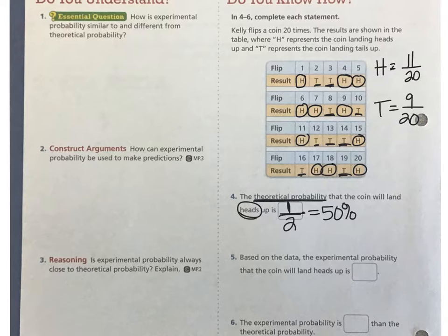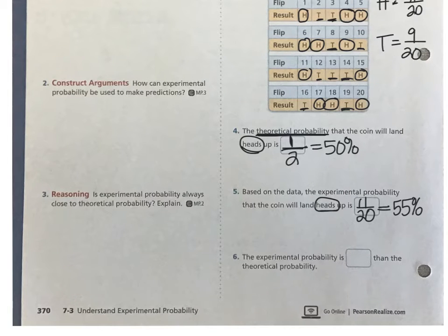Number 5 says, based on the data, that means from the table, the experimental probability that the coin will land heads up is 11 out of 20. And what percent is that? That would be 55%. So how does the theoretical probability compare to the experimental probability? In this problem, the experimental probability is greater than the theoretical probability. Remember, experimental was 55% and theoretical was 50%.